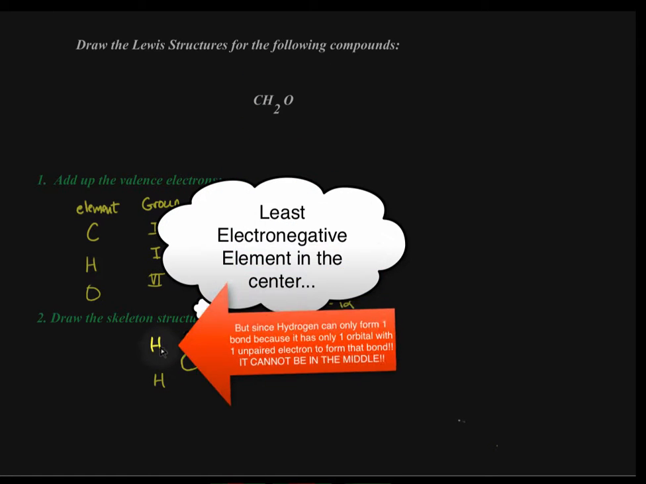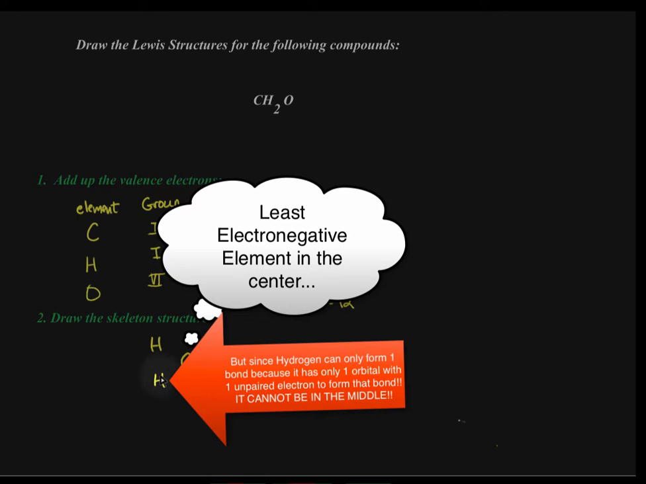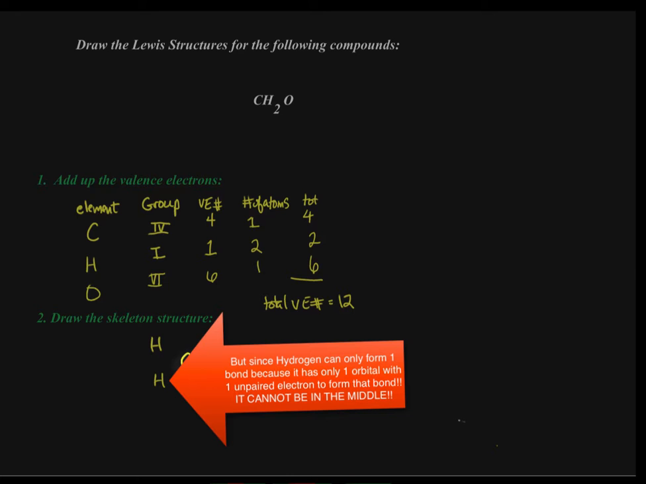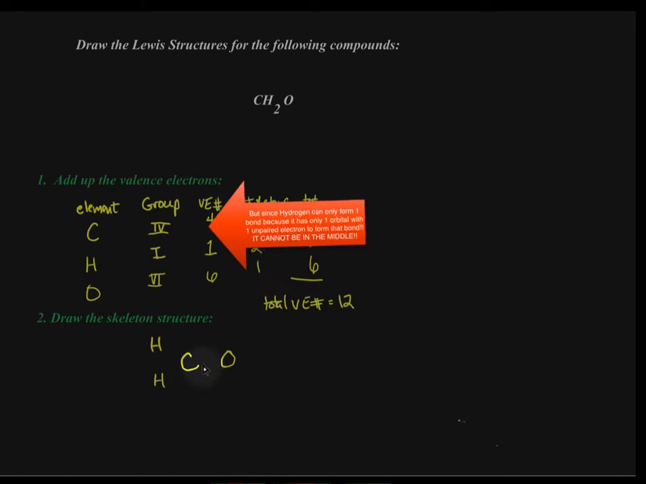Even though hydrogen is the least electronegative, because it has one orbital, it can only hold its single unpaired electron and form one bond. Carbon is the next least electronegative, and in this situation, as in most situations, prefers to be centered.